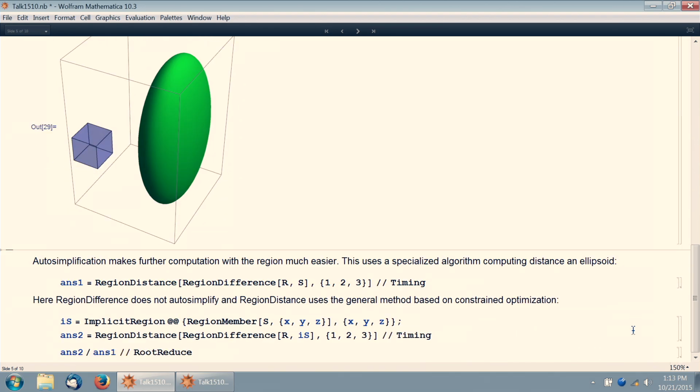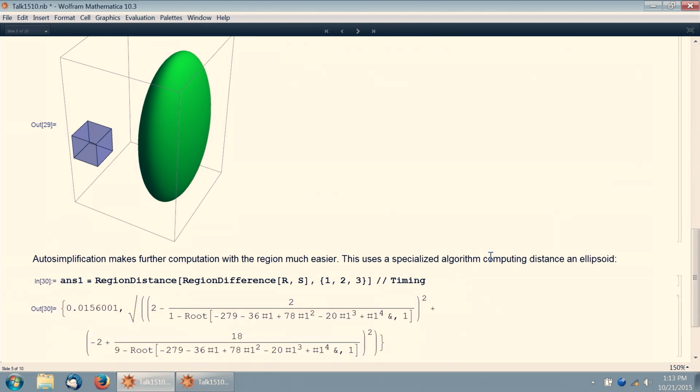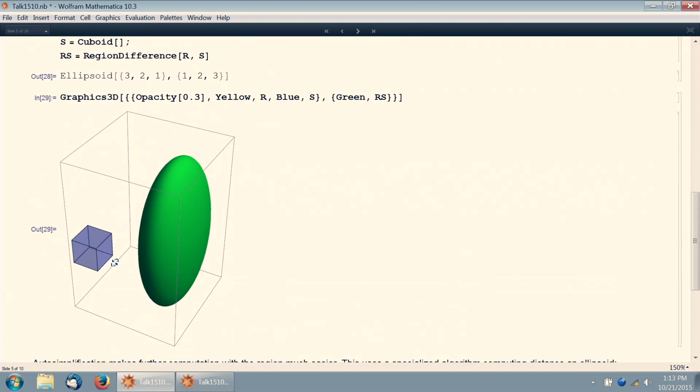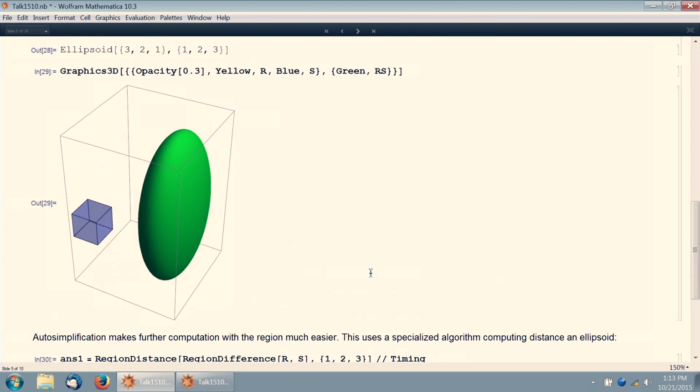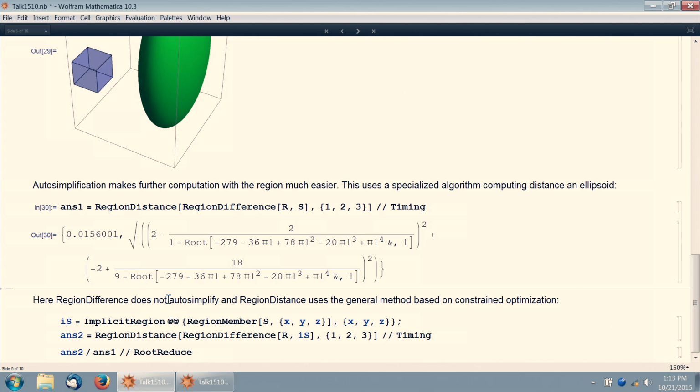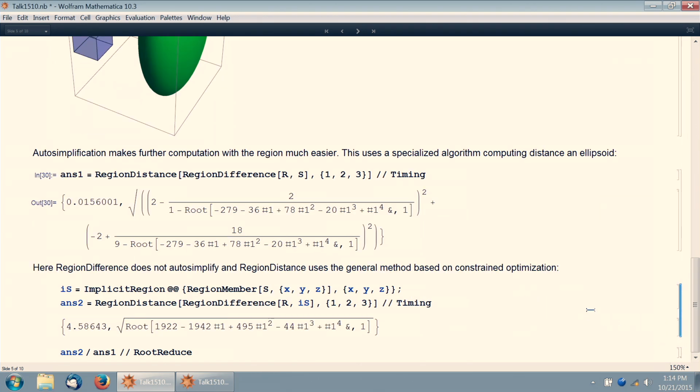So as I said, auto-simplification makes further computation with the region much easier. Here we compute the distance from the region difference of these two regions, which evaluates to an ellipsoid, and we can use the formula for distance from an ellipsoid in this case, and it comes back immediately. And this one I probably shouldn't evaluate. So this here, it wasn't that bad.